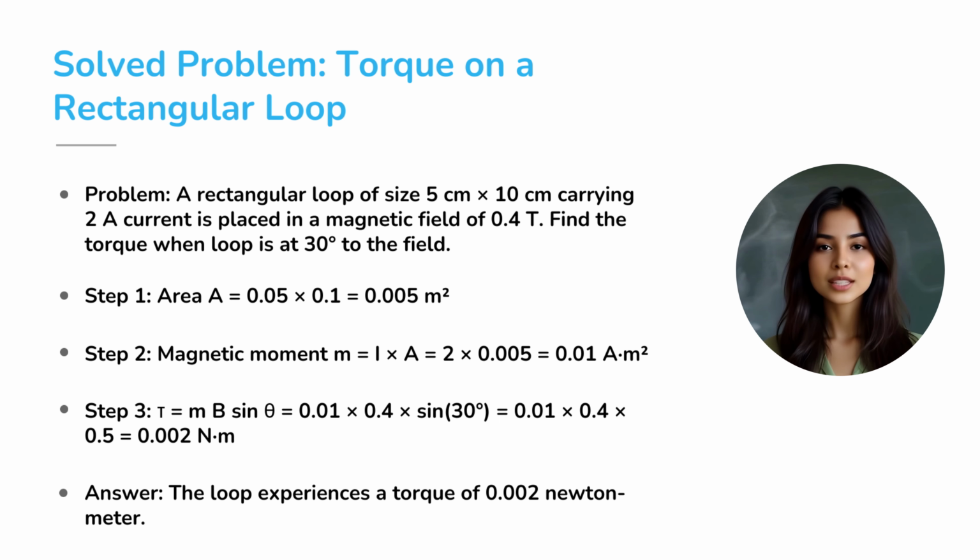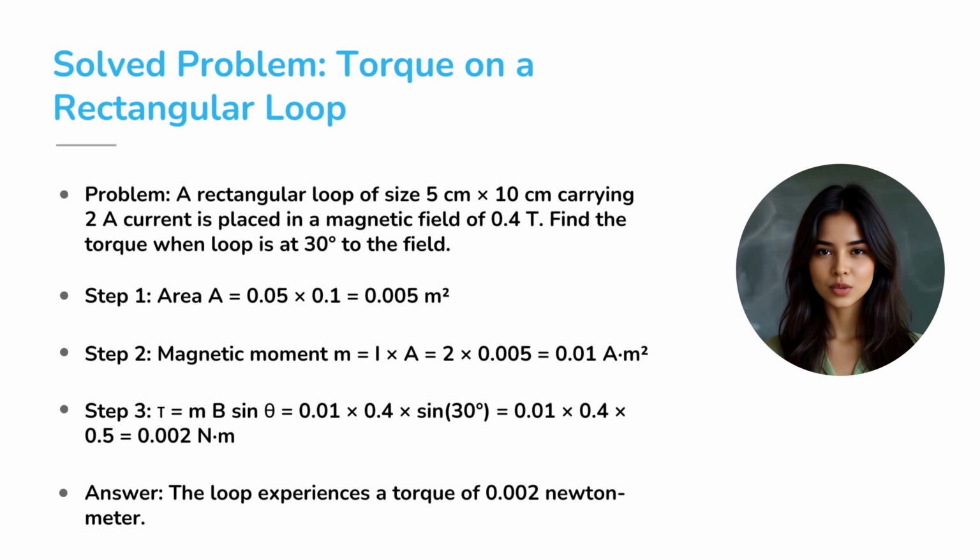Let's solve a real example. A rectangular loop measuring 5 cm by 10 cm carries a current of 2 amperes. It's placed in a magnetic field of 0.4 Tesla at an angle of 30 degrees. First, compute area. A equals 0.05 times 0.1, that's 0.005 square meters. Next, the magnetic moment m equals I times A, which gives 2 times 0.005, that's 0.01 ampere meter squared.